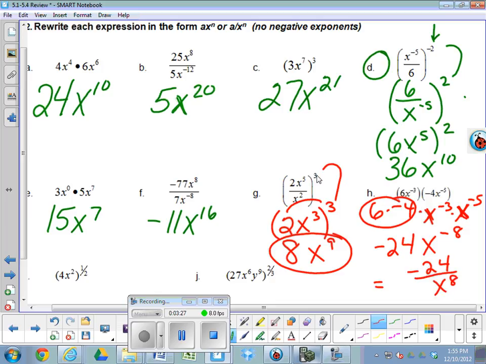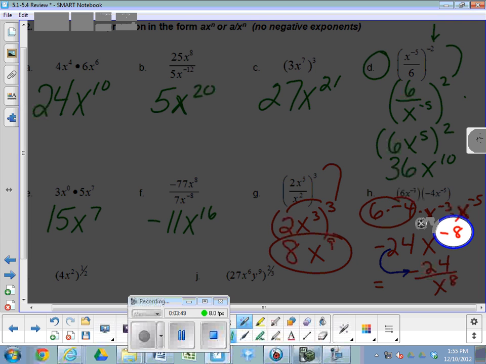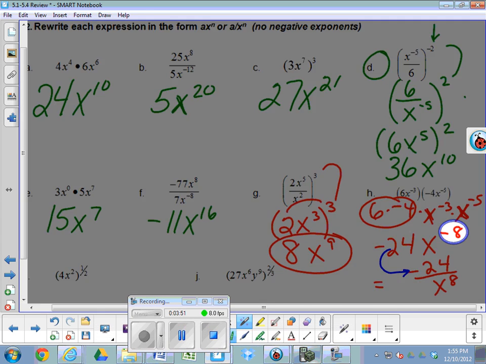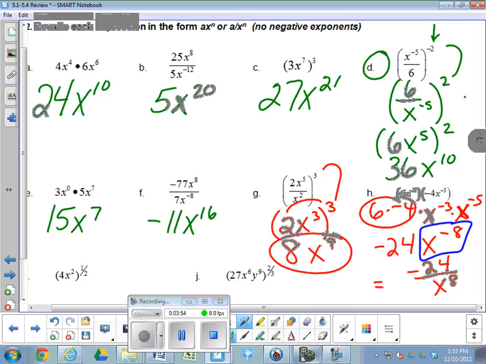You'll notice that the negative 24 stayed upstairs. And the reason it stayed upstairs is it doesn't have a negative exponent on it. There's no negative 8 here on the negative 24. Negative 24 is just a number. It doesn't have a negative exponent, so it stays up top. The x, however, has what on it? A negative exponent. So this piece ends up where? On the bottom.